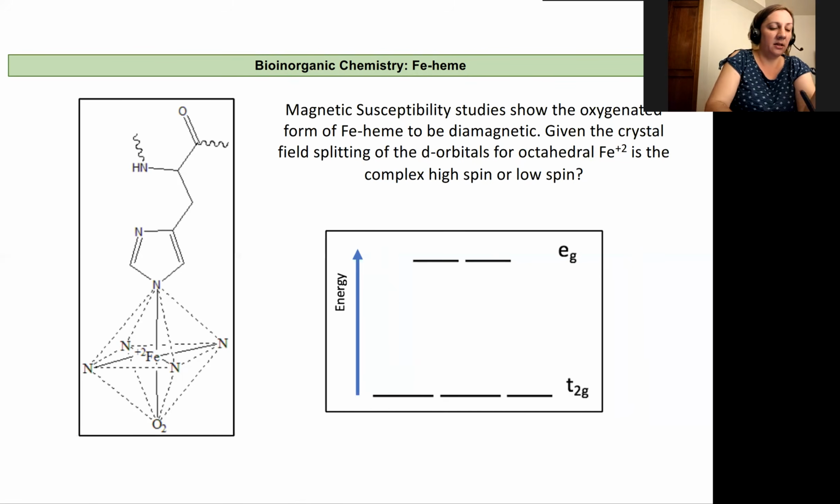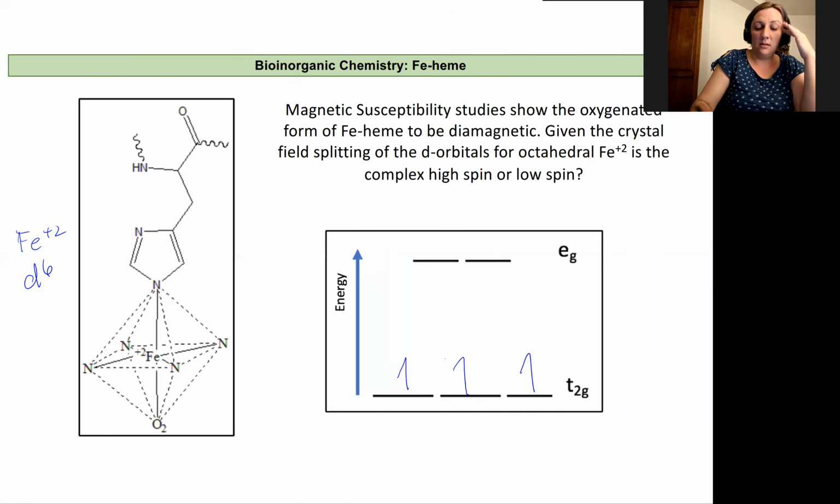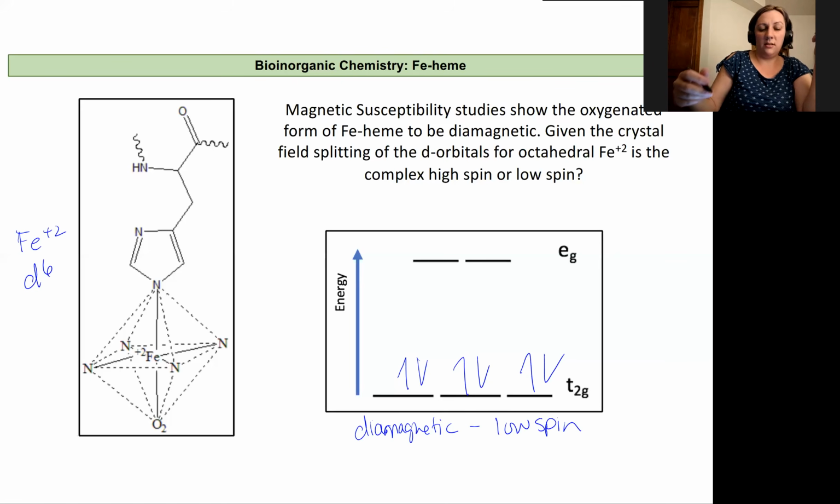And so let's take a look at what happens when we go low spin. We're still an iron +2, right? And so that means we're still a d6. So if it's low spin, I am going to have no unpaired electrons. So I'm going to have a diamagnetic compound when it's low spin. To show in a different color, if it was high spin, it would be 4 unpaired electrons. So I would expect a paramagnetic compound for a high spin complex.